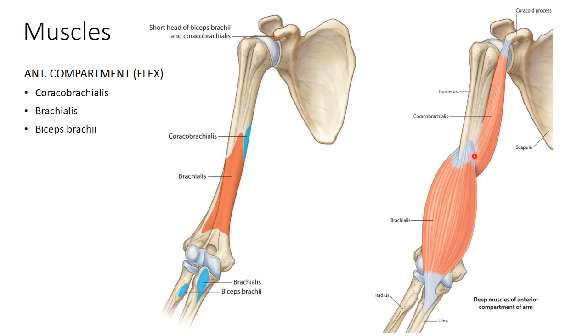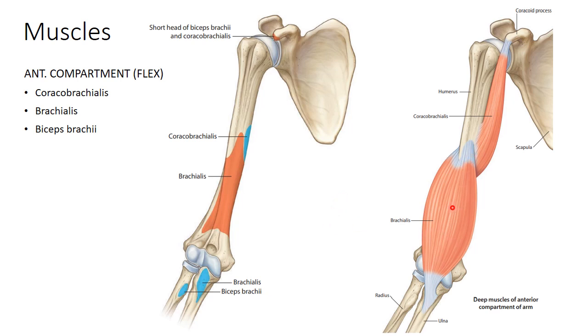Coracobrachialis is mainly acting on the shoulder joint by flexing the shoulder joint. The last muscle in the anterior compartment is called the brachialis muscle, and it arises from the lower aspect of the anterior side of the shaft of the humerus, this broad area, and it inserts into the tuberosity of the ulna just inferior to the coronoid process. This is the coronoid process, just inferior to it we find the tuberosity of the ulna.